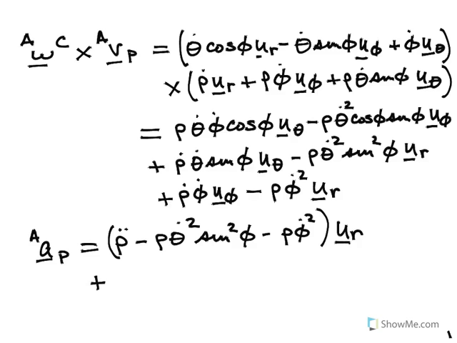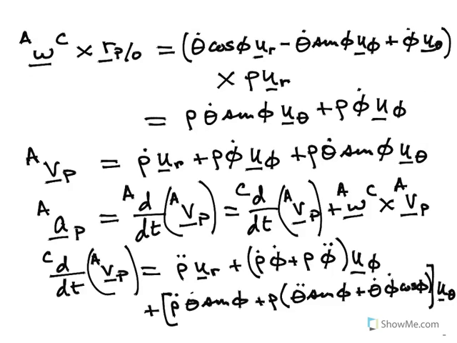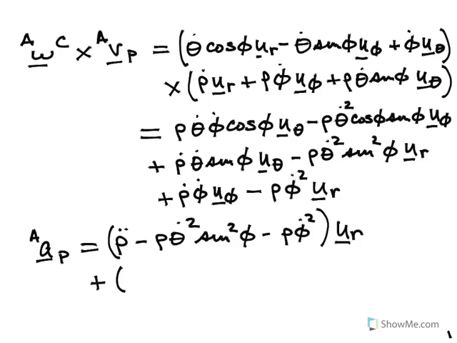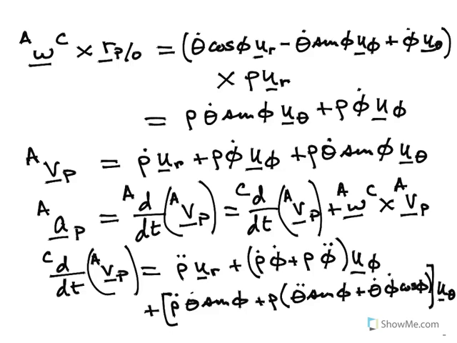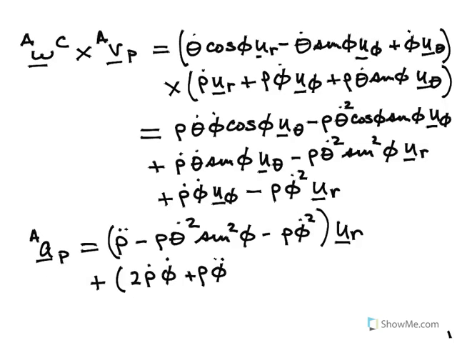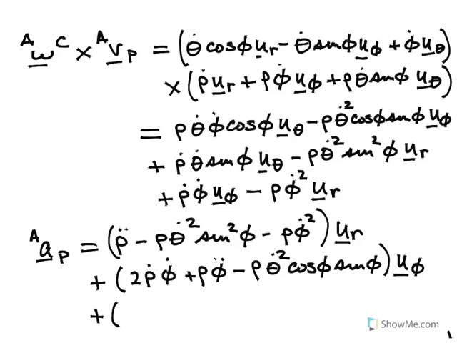The next term is the u_phi term. So let's look at the u_phi term. I've got rho dot phi dot plus rho phi double dot, and I also have another rho dot phi dot. So I have 2 rho dot times phi dot plus rho phi double dot. That takes care of these terms. And then what other terms do I have in the u_phi direction? I've got minus rho theta dot squared times cosine of phi times the sine of phi, and that's multiplied by u_phi.